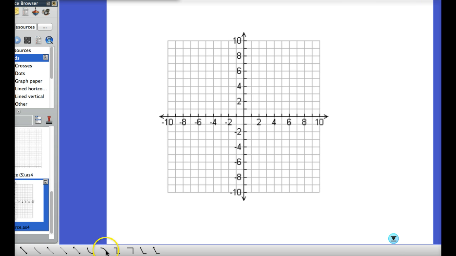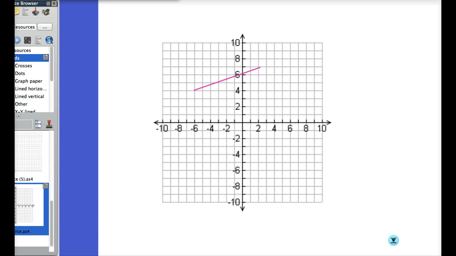So if I have my line, and I'm just going to put it here, let's just say. And then I write in my coordinates, because all this assumes that you're on a coordinate plane. So -6, 4 for this coordinate. And this one is at 2, 7.